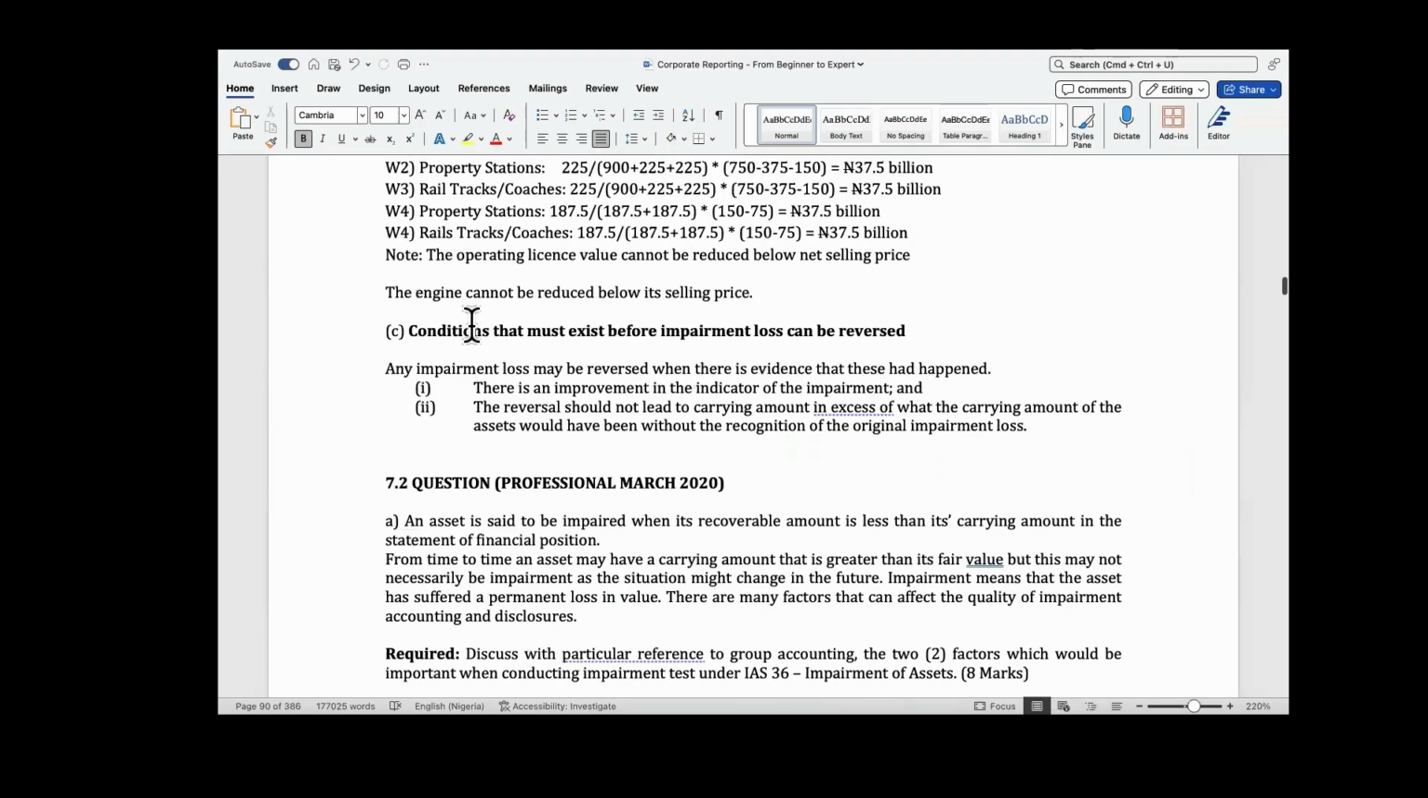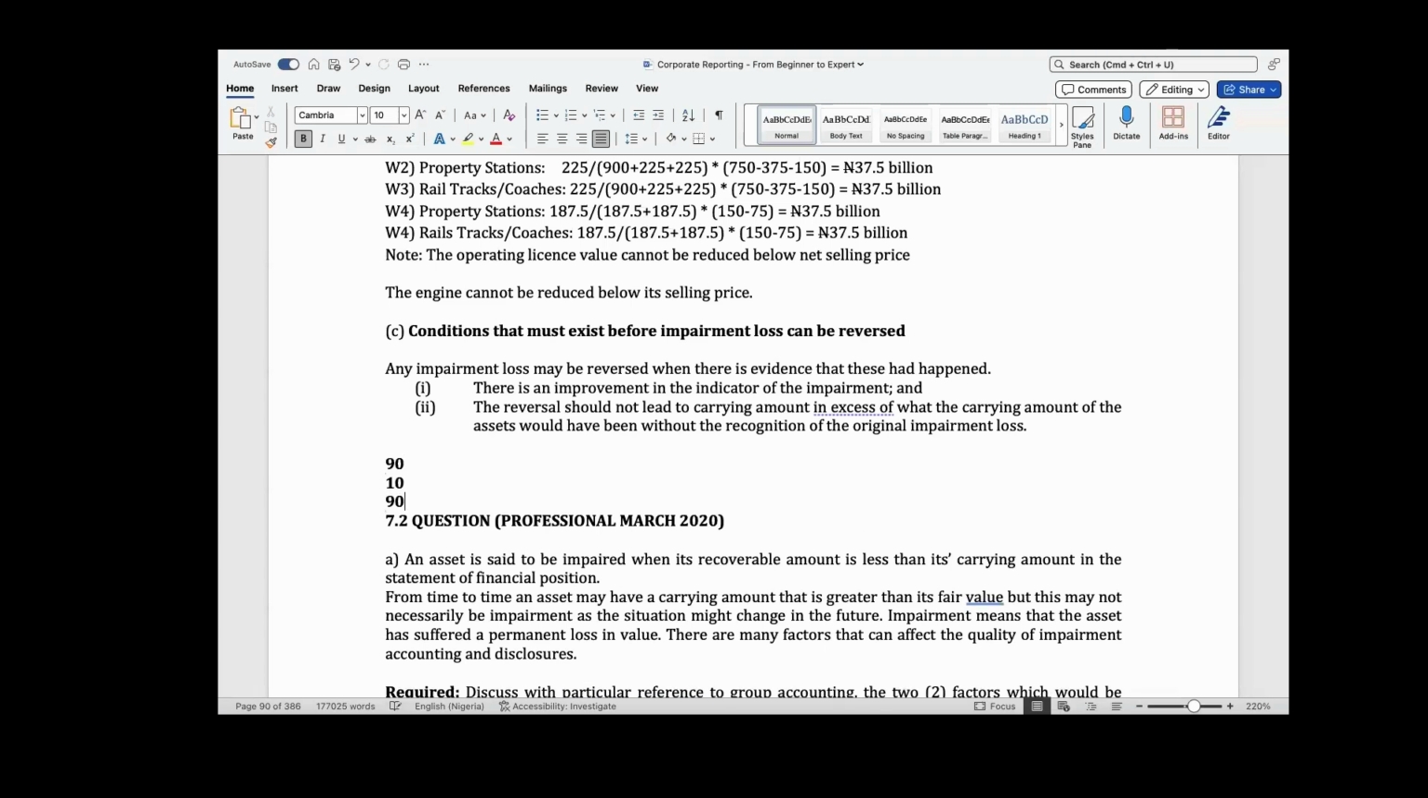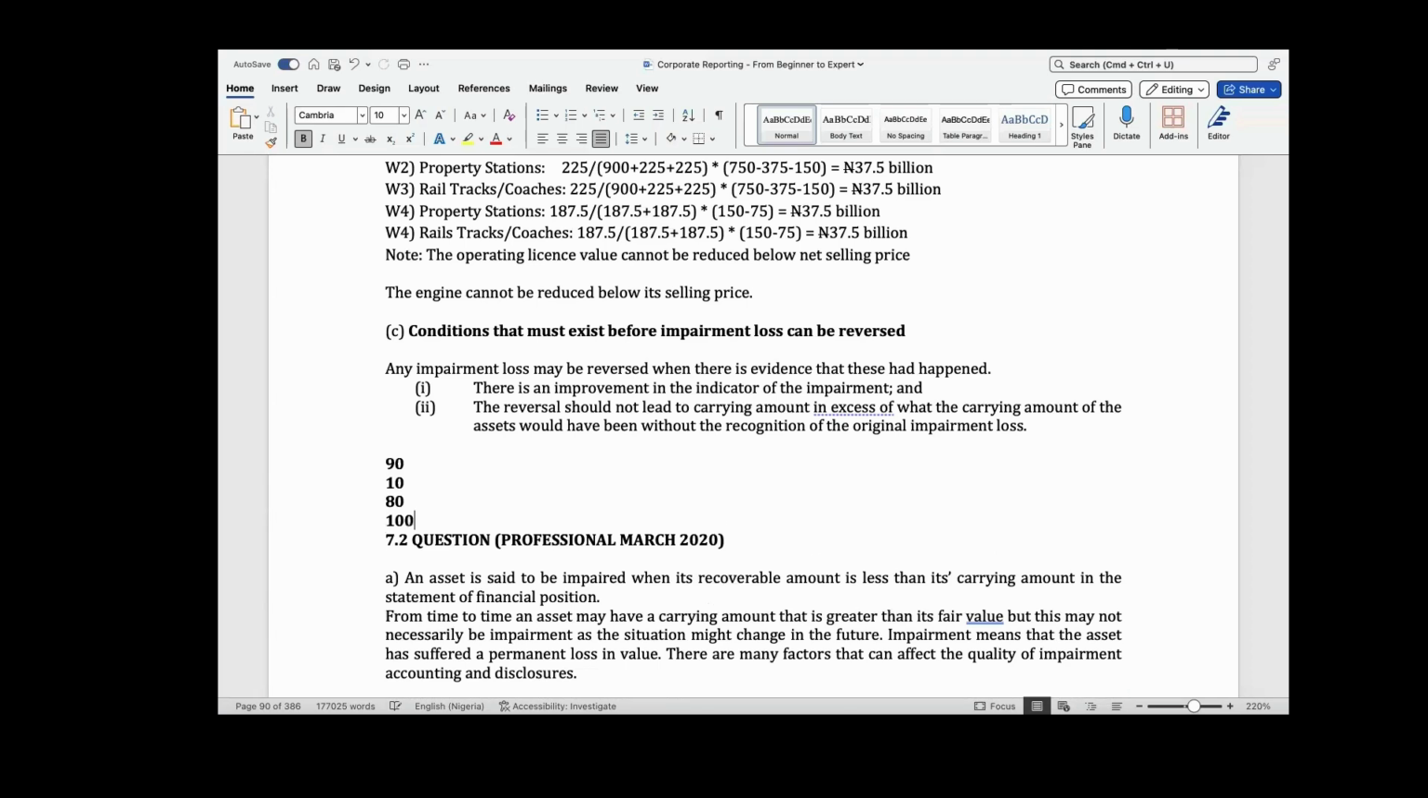As regards not reversing beyond the carrying amount in excess of what was there initially, see the example you gave. Maybe initially the carrying amount was 90, then there was impairment. The carrying amount is now 80, then there's a reversal. Maybe the new carrying amount is now 100, and we have to restrict it to the initial carrying amount, which is 90. So what happens to the balance of 10? What do you do with the balance? You ignore it. Oh, okay. It won't go in there. That's a very good question. It won't just show in our books.